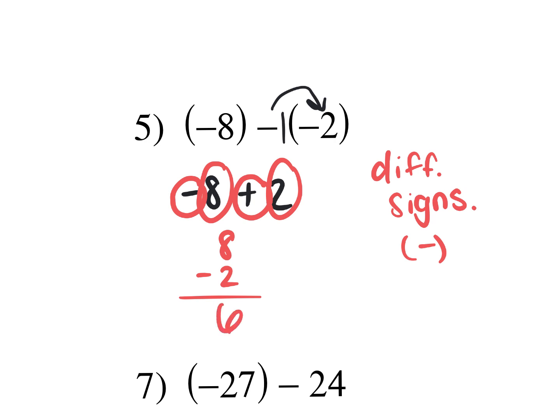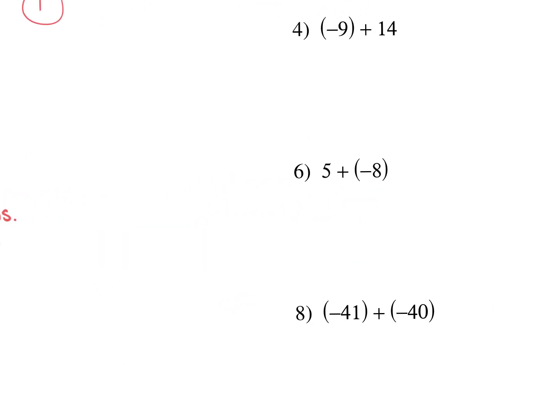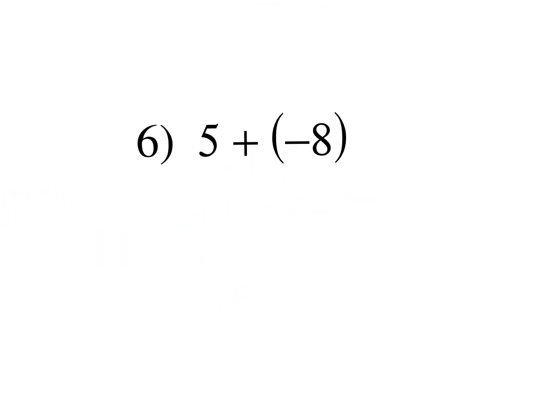But remember, the sign of the larger number will be the sign of your result. So the 8 was the bigger number and the 8 was negative. So the answer to this is negative 6. Let's do one more. Let's do number 6. We have a positive 5 plus a negative 8. So a positive 5 plus a negative 8. Positives and negatives, we subtract, because they're different signs.